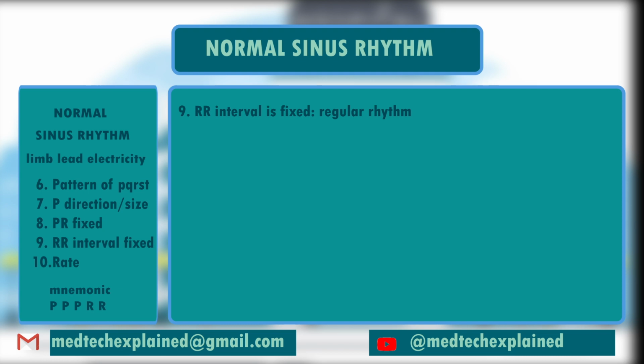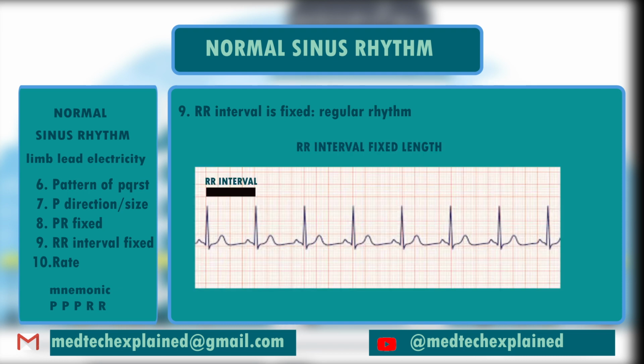Now, let's go to points 9 and 10, which both start with the letter R, as they are both related to the R wave. Point 9 is whether the R to R interval is fixed. In this point, we need to confirm that the distance between each R wave and the next R wave is fixed. This indicates a regular rhythm. If the interval is variable, this could indicate an arrhythmia.